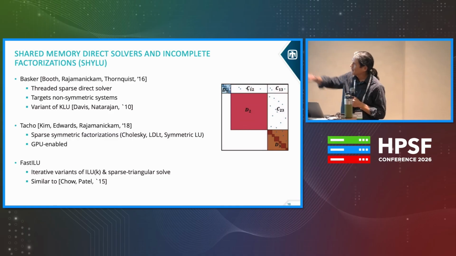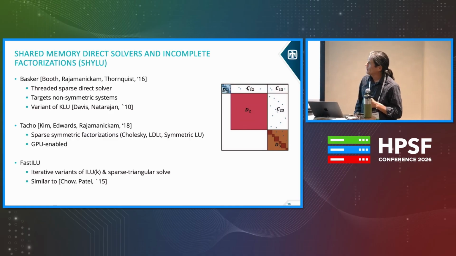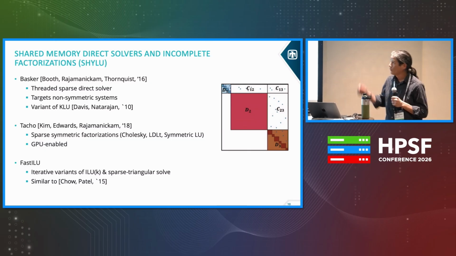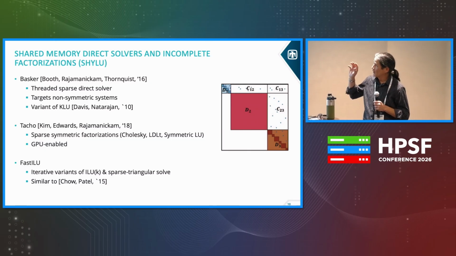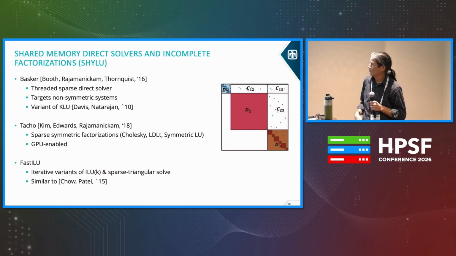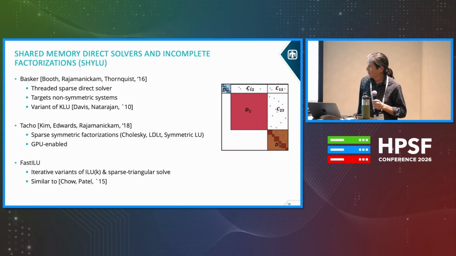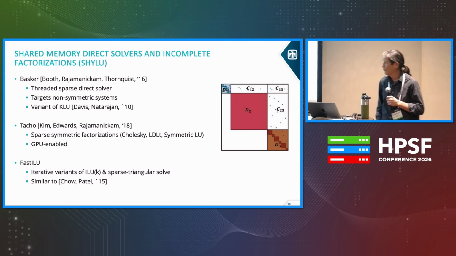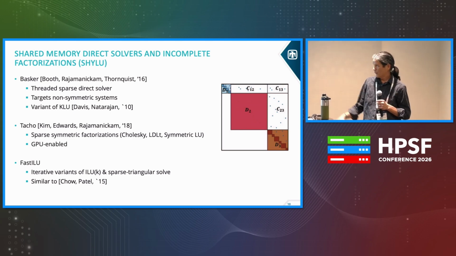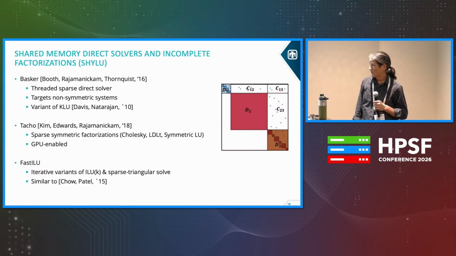The second main piece in ShyLU is something called Tacho, which provides sparse symmetric factorizations, like Cholesky, LDL^T, symmetric LU, and it is GPU enabled. And then the third main piece is an iterative variant of ILUK and sparse triangular solves called Fast ILU, and it's very similar to a technique developed by Edmond Chow back in 2015.